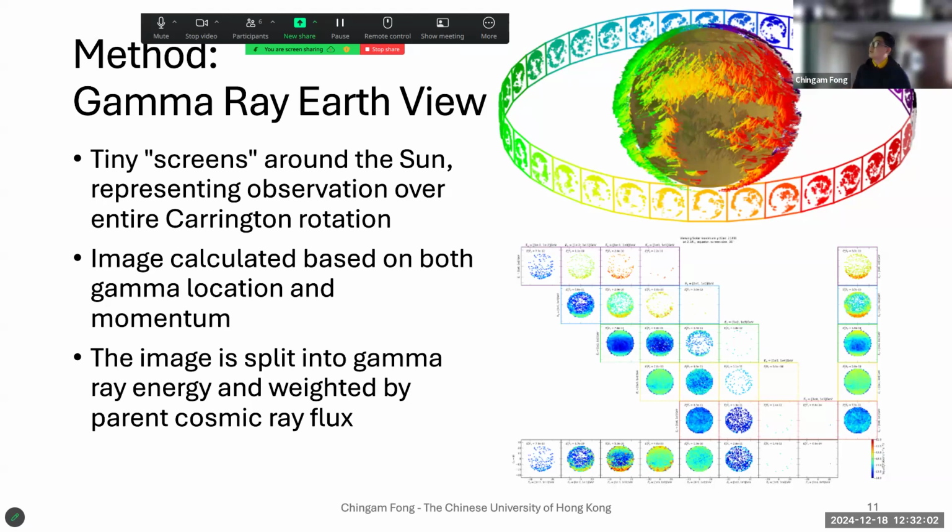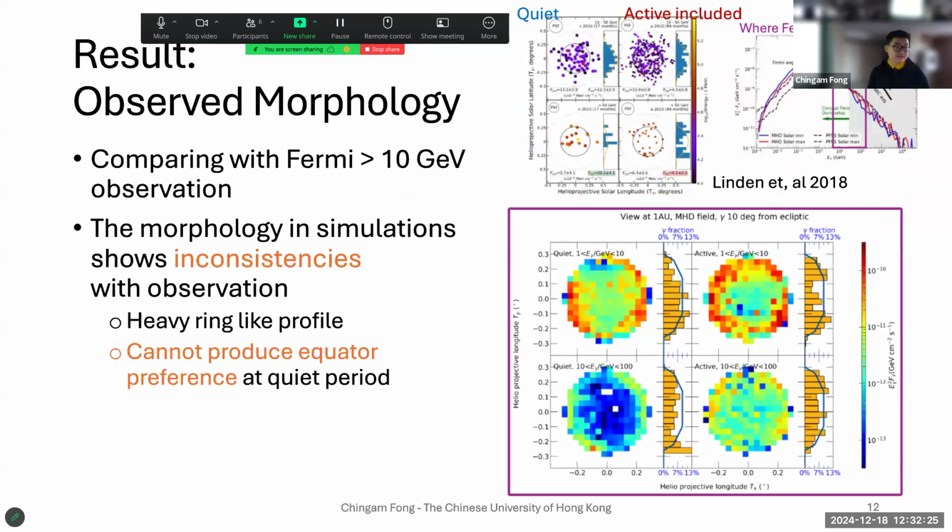And we calculate the image we will observe in each of these locations all around the sun, and we add them up together, that being the observation during the entire 28-day period of the sun's rotation. And we also divide the observation into different gamma ray energies, and also normalize it to different cosmic ray flux. And we add them up together, and then we finally get what we observe on Earth.